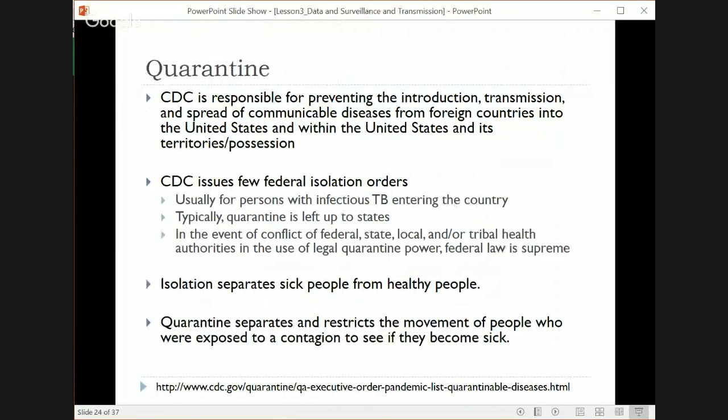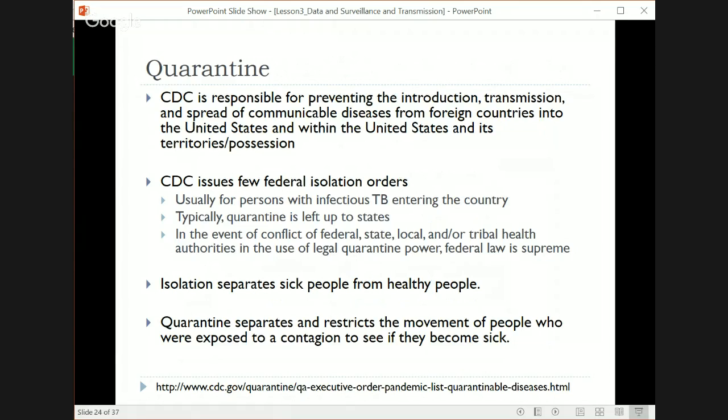The next thing we're going to talk about is quarantine, which is related to disease surveillance. So CDC is responsible for preventing the introduction, transmission, and spread of communicable diseases from foreign countries into the United States, and also from preventing the spread of disease within the United States and its territories.